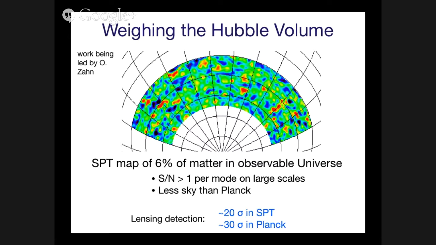It's worth noting that these are very complementary. About 75% of the SPT signal to noise is coming from smaller scales than Planck has published. So it's a very different range of angular scales where we're getting our information compared to Planck. They aren't duplicating the same information.